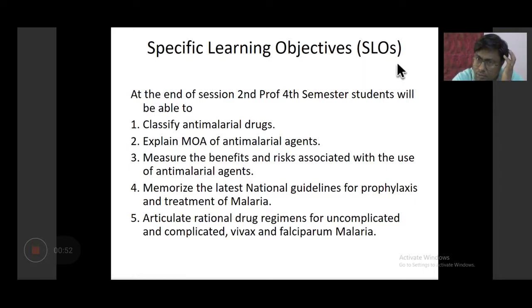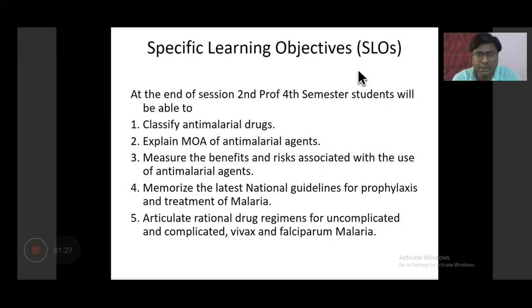Right now, you can see here the specific learning objectives. What we want after this session is that you should be able to classify the antimalarial drugs, the classification of drugs, which is one of the most important parts of pharmacology. Then the mechanism of action of all the antimalarial agents, which is very important to know. And then what are the risks and benefits associated with those drugs? The benefits in terms of efficacy and the risks in terms of ADRs.